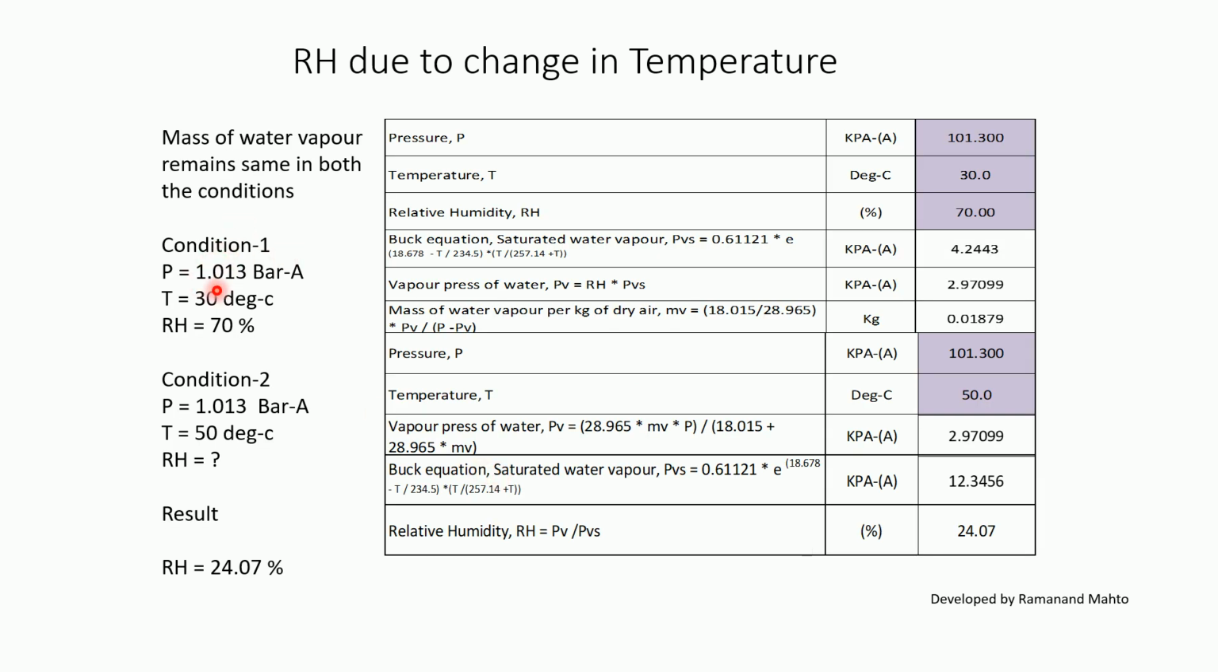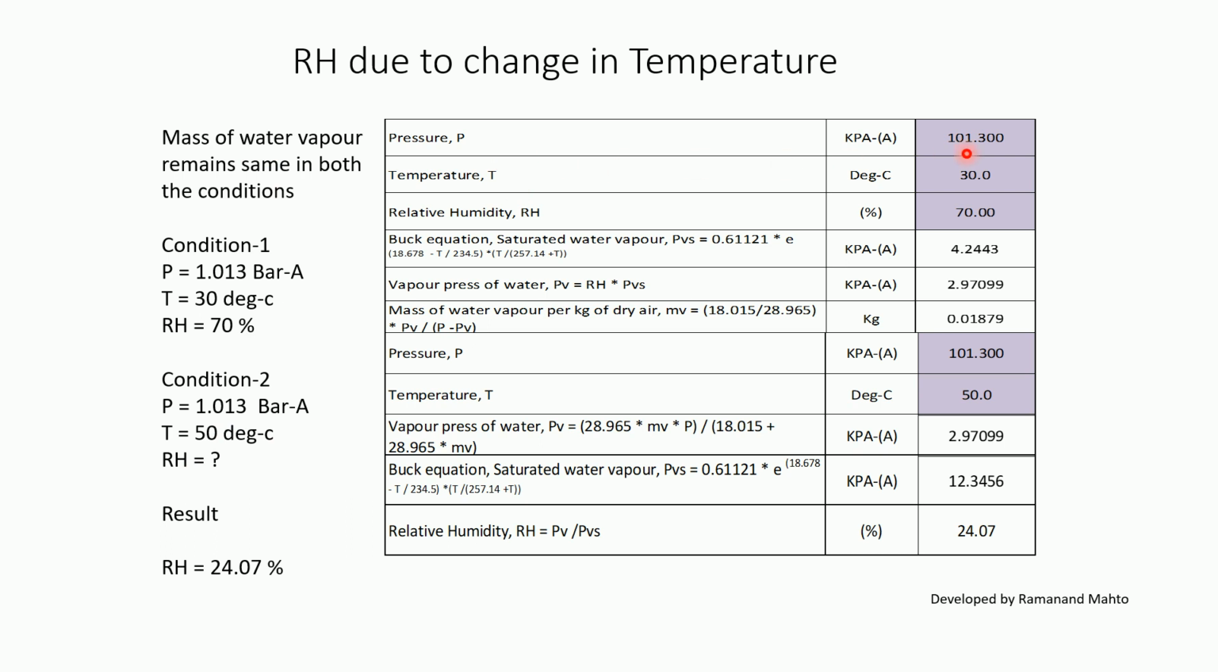Condition 1, pressure is 1.013 bar absolute, temperature is 30 degrees Celsius, RH is 70%. Condition 2, pressure remains same, 1.013 bar absolute. Now temperature has increased, now it is 50 degrees Celsius, and we have to see what is the value of RH. Please note that in both the cases again, mass of water vapor remains same because it is not condensing. So in both cases, mass of water vapor will be same.